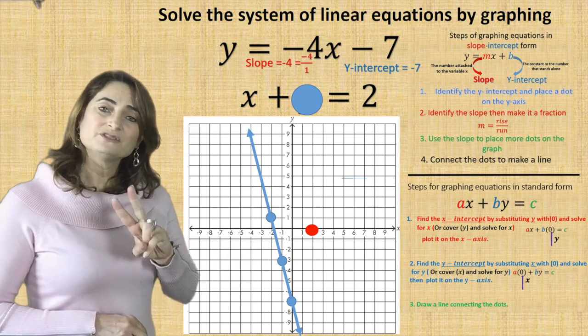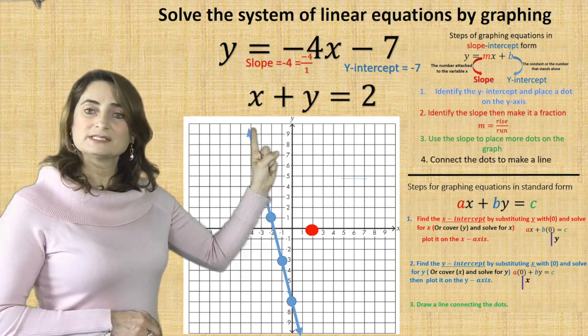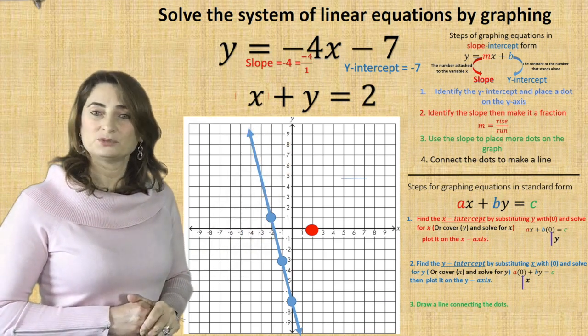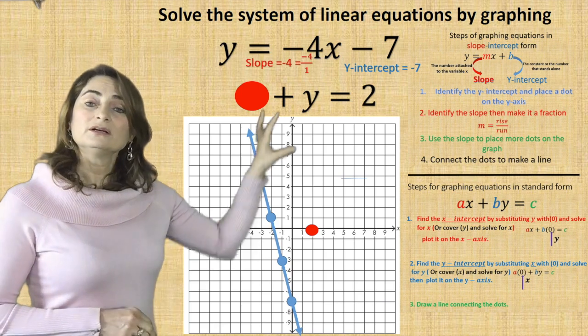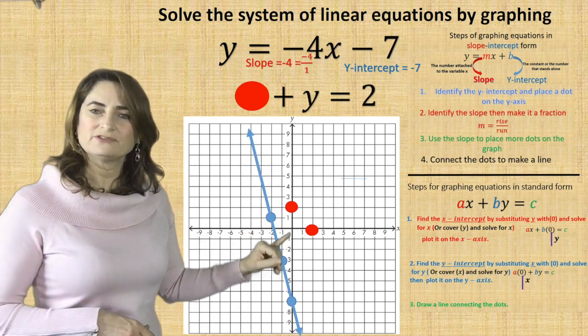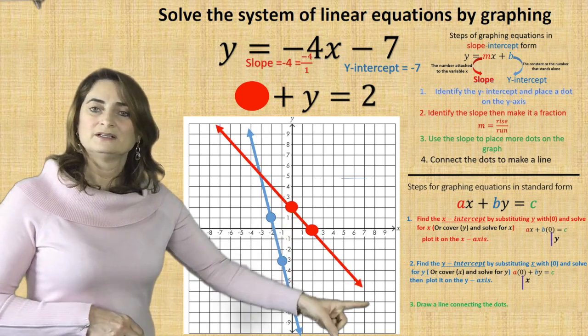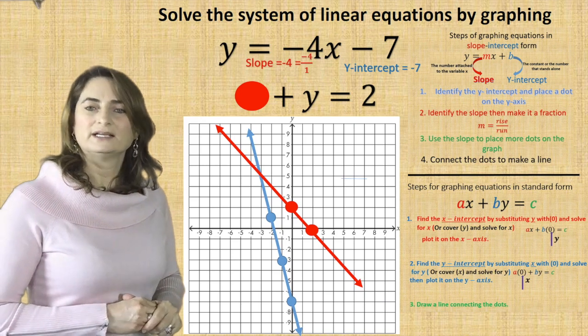Now, step number 2 is to find the y-intercept. To find the y-intercept this time, I will substitute x with 0 or cover x. So y equals 2. Go on the y-axis, find 2, and put a dot. The last step is to connect them. Draw a line connecting those.